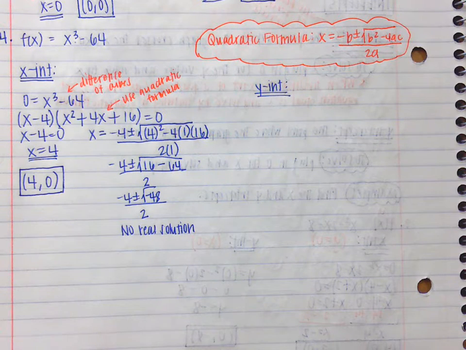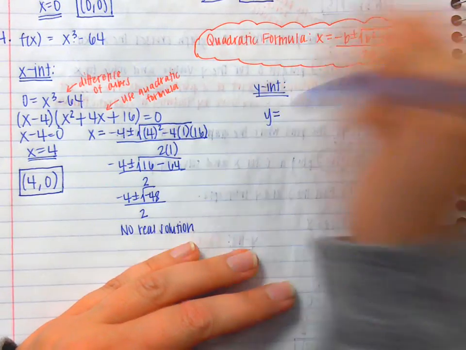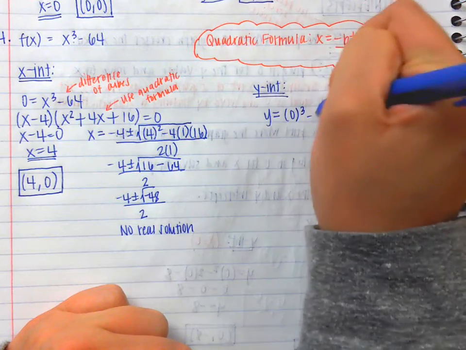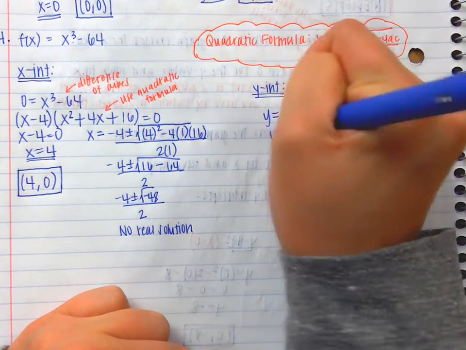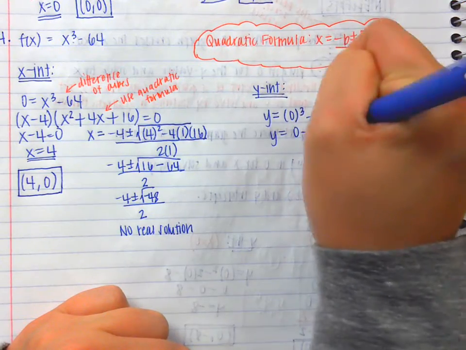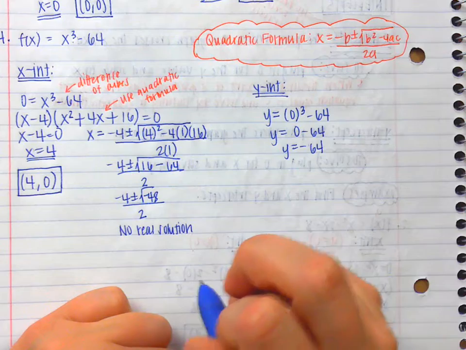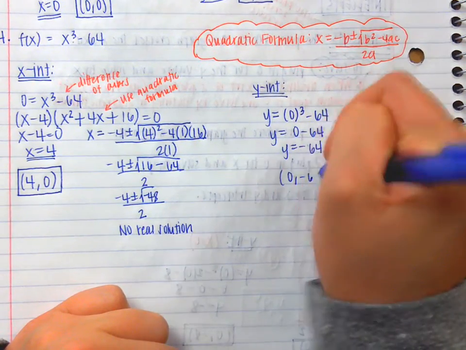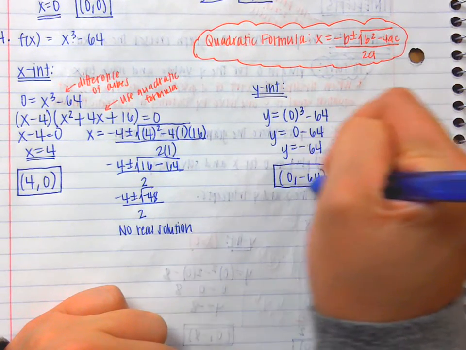Okay, hopefully you're checking your work. So I just kept y as is, plug in 0 for x, so it's 0 cubed minus 64. Well, 0 cubed is just 0, and 0 minus 64 gets me negative 64. So to write that as an ordered pair, because we're always writing it as an ordered pair, 0, negative 64. And that is my point.